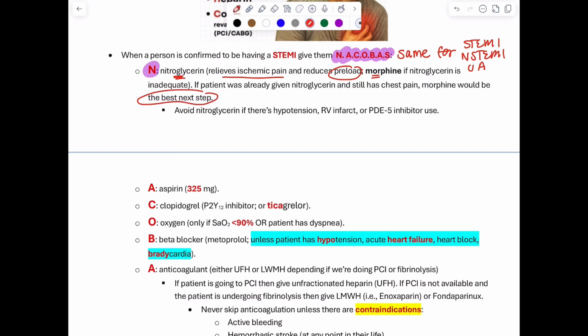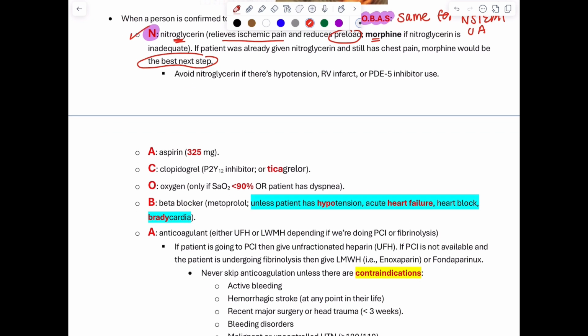And you're going to see a diagram down below from your UWorld. It tells you that if there's extreme pain, give morphine. But we finished the N. So now we move on to A, which is aspirin.